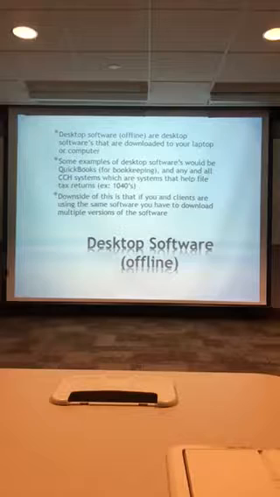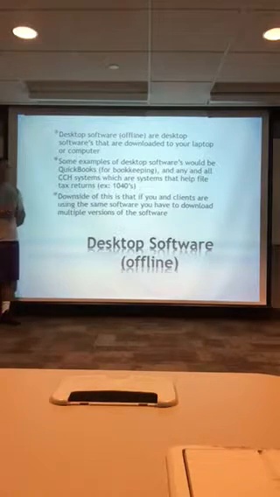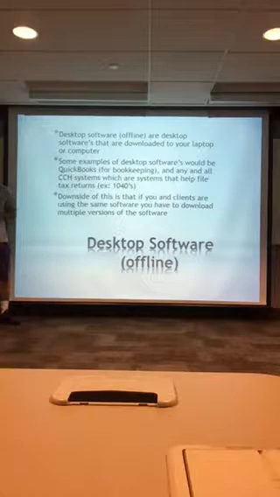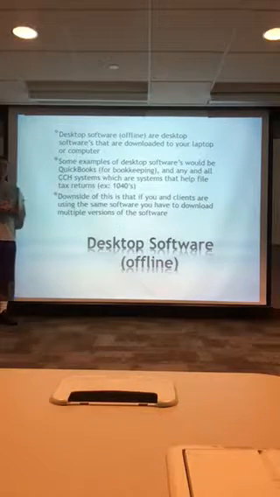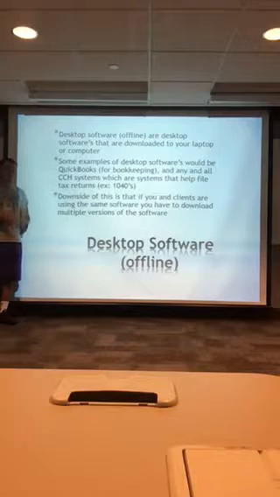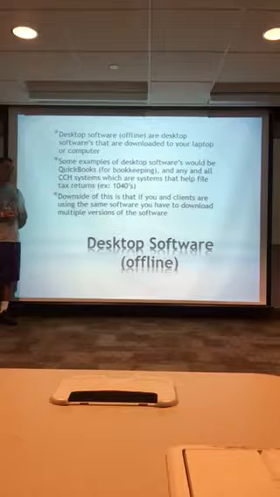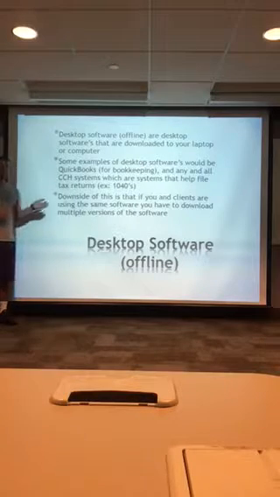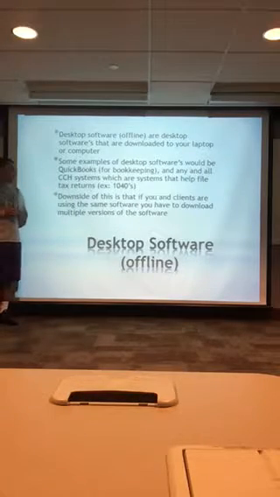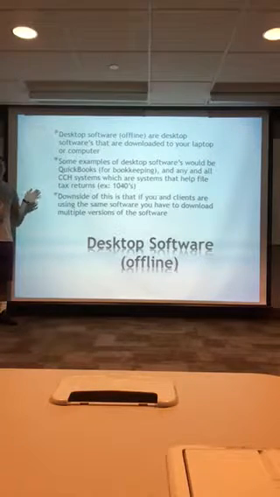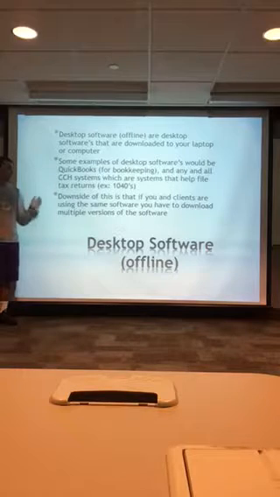So let's talk about desktop software. Desktop software is software that you have to download onto your computer. Some examples would be QuickBooks, which you have to download. I've used that in my internship, and we also used CCH systems, which we also had to download onto computers and laptops. These were used for tax returns, for 1040s, and QuickBooks is used, for example, for bookkeeping.